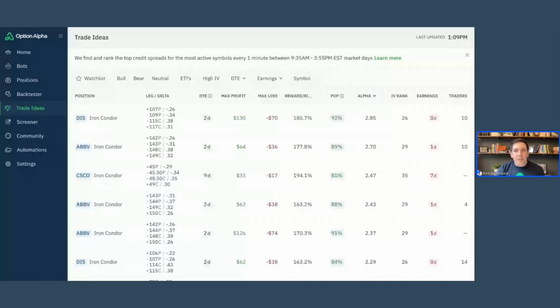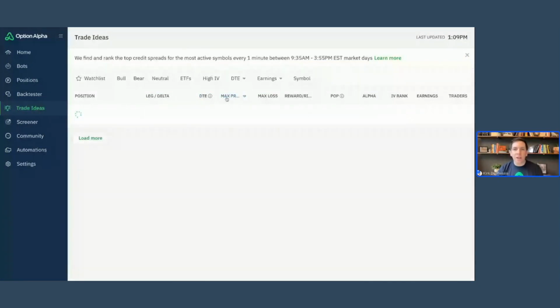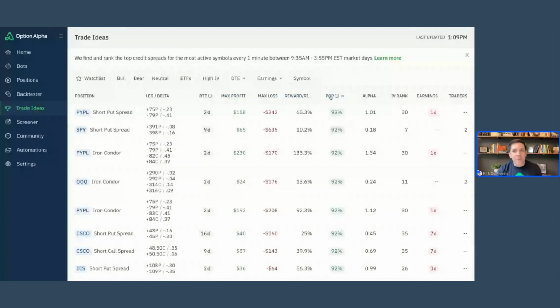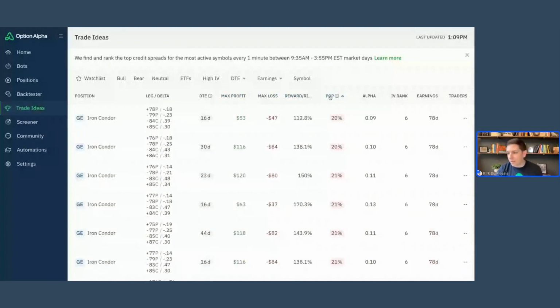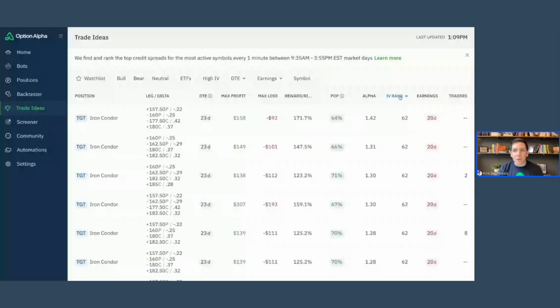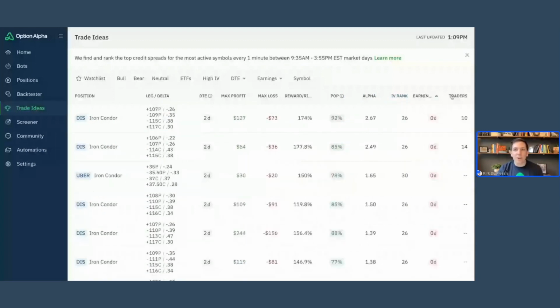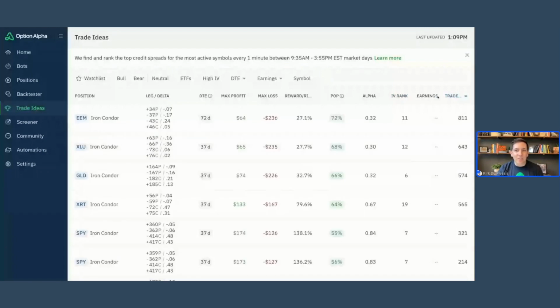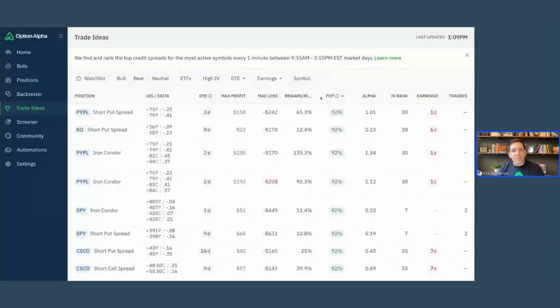Inside of this list, if you have no filters whatsoever, you can then start ranking and sorting everything by things like max profit. This is the entire database at this 1 minute mark. Max loss, max reward. You can go back and forth. You can do probability of profit, from the lowest probability of profit to the highest probability of profit, right? You can use alpha rank, which I'll talk about here in a second. You can use IV rank. You can use earnings. You can use the number of traders. Okay, so I'll go through these here in a second, but you can sort this entire list. That is everything that is available to sort.